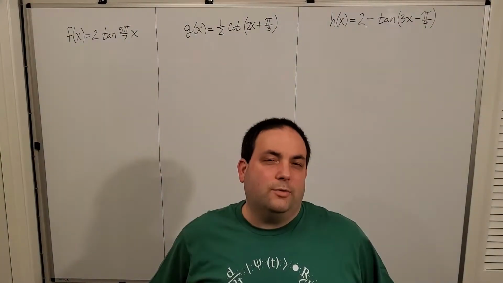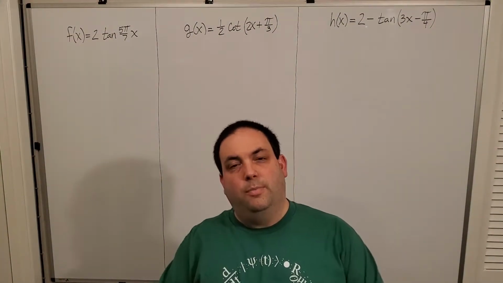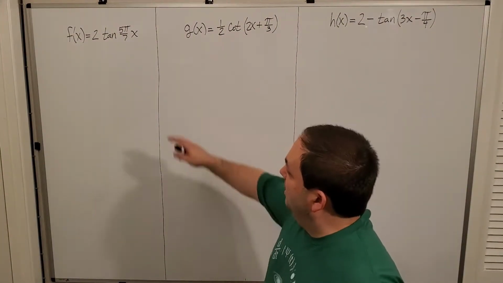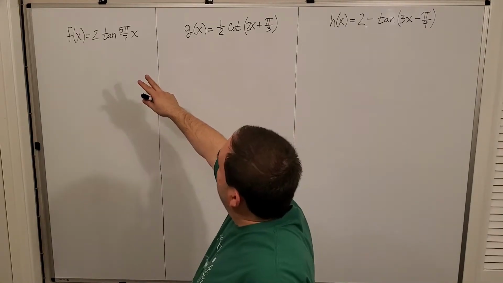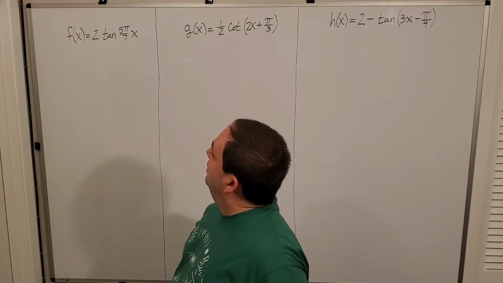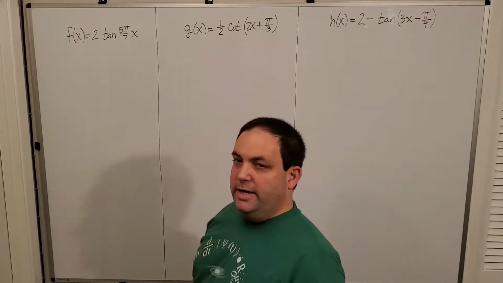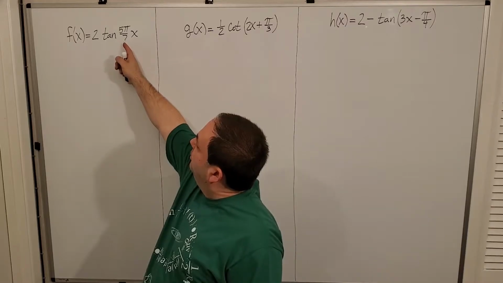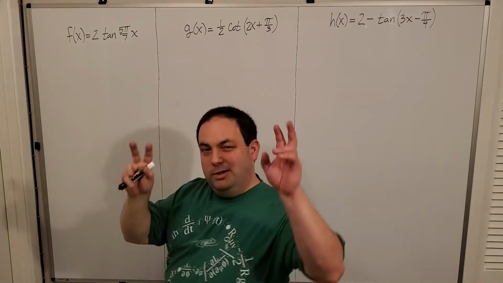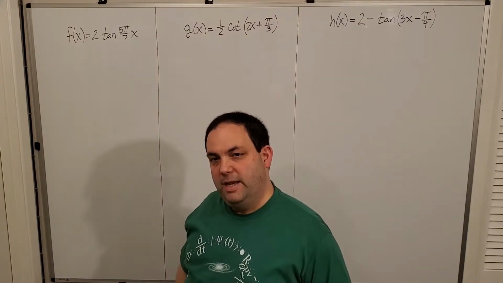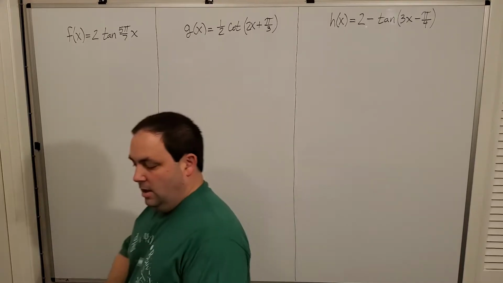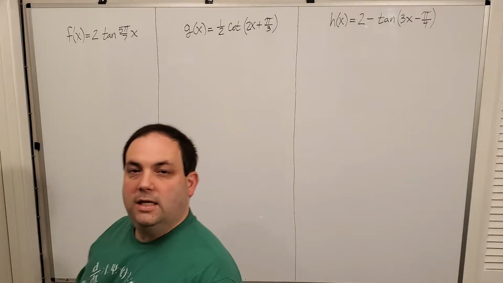So let's do these 3 examples to sum up this whole section here. Okay, so I've got 2 times tangent of 5 pi over 7x. Obviously I've got a period change because I've got a frequency number here. And then I've got an amplitude change on the tangent, making it a little bit taller. Let's start by calculating the period.